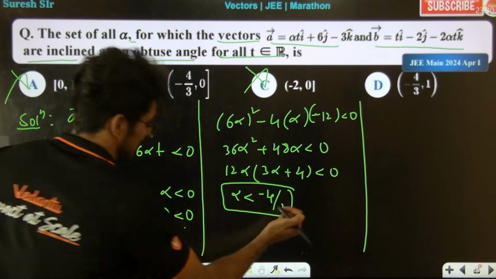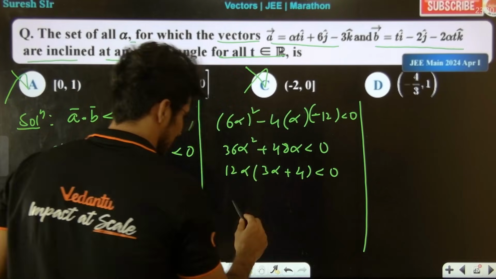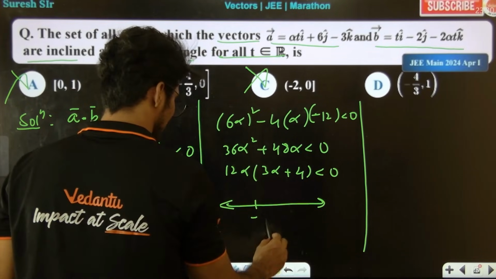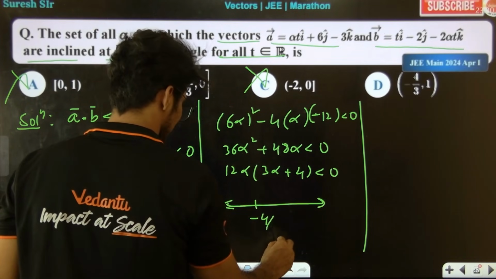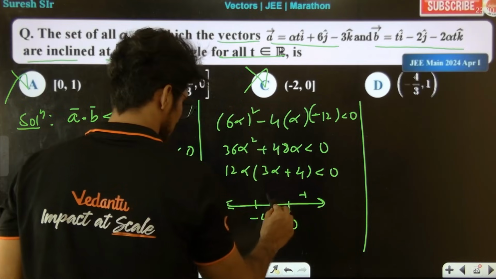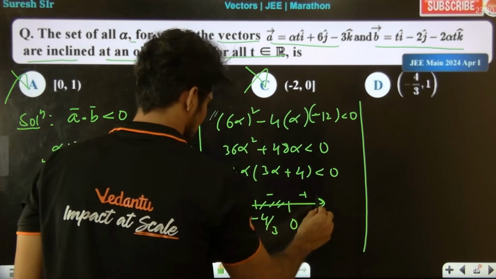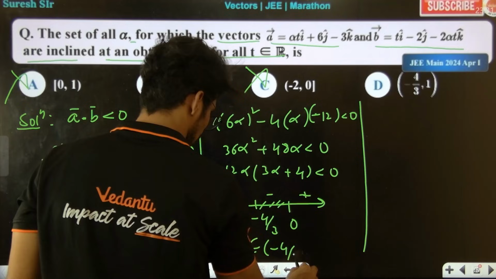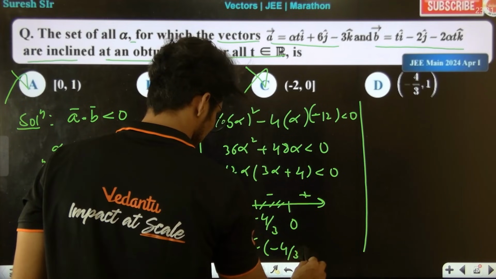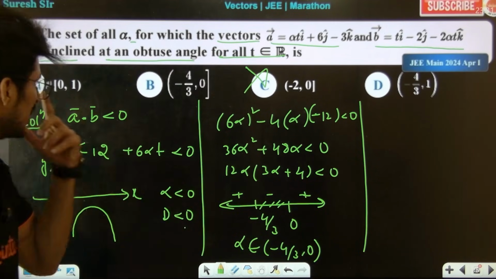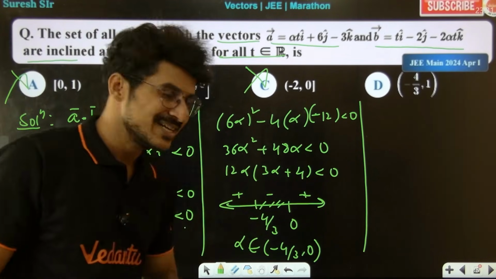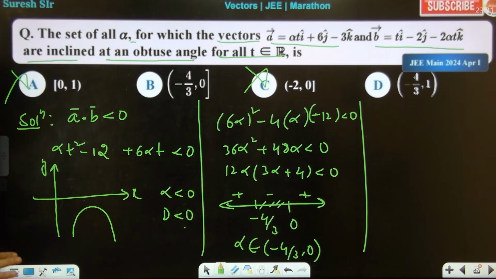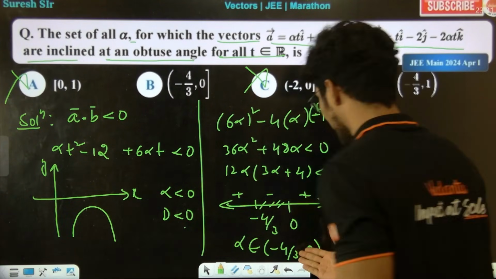I'll tell you one logic. I will apply the wavy curve method. What are the critical points? Alpha value 0 or minus 4 by 3. Here it is plus, minus, plus. In the minus region, alpha belongs to minus 4 by 3 comma 0. Both are open here, so we need to check at 0.